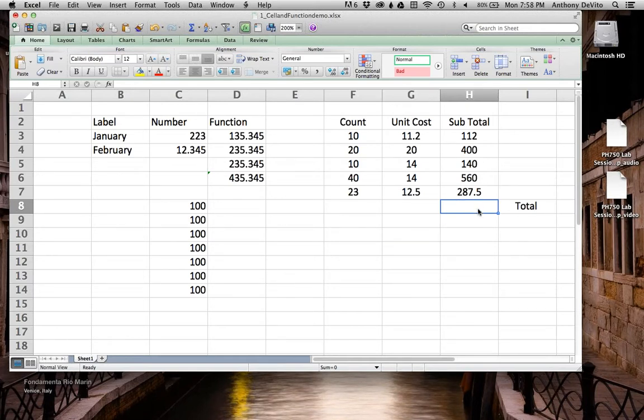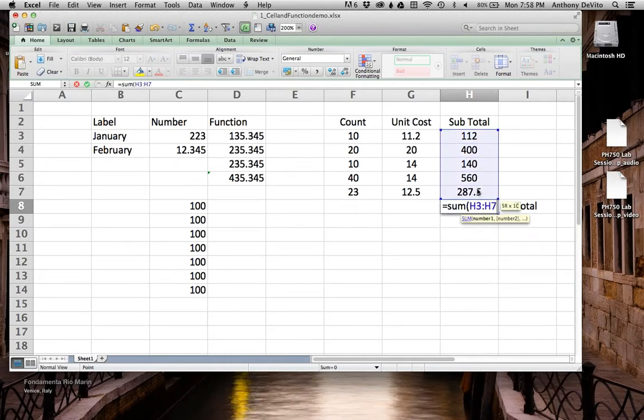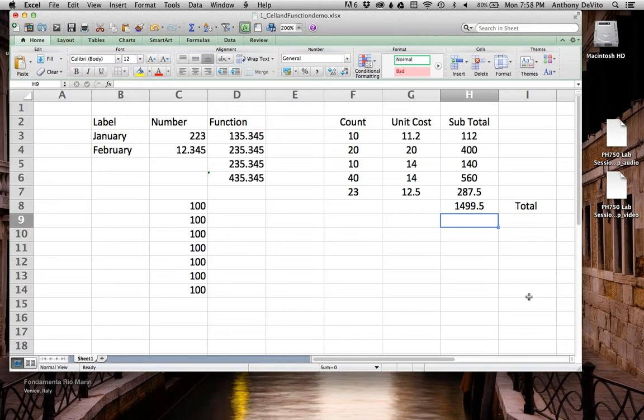Okay, and if I want the total, I'm going to put an equal sign in there, sum, parentheses, and the sum of all these numbers. And that's equal to 1499 or whatever.